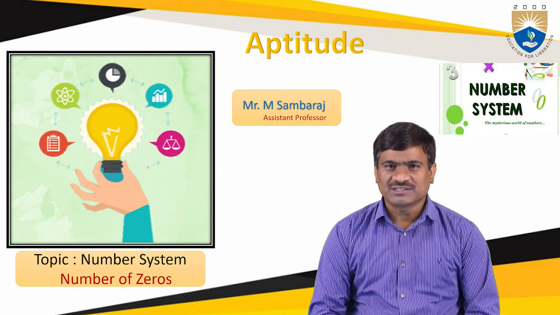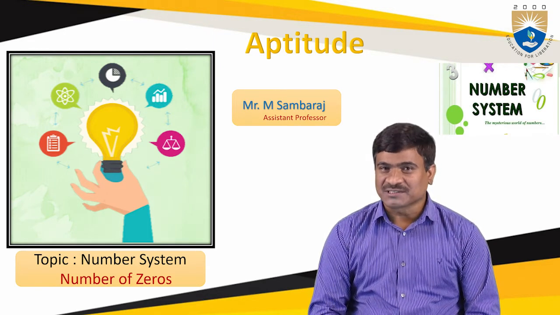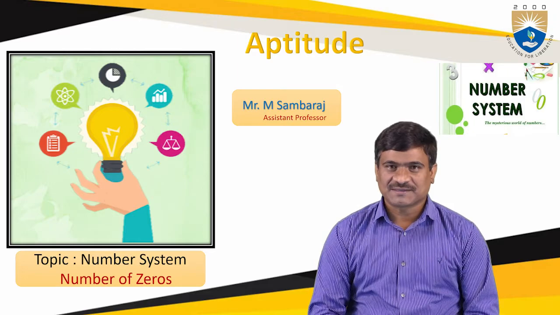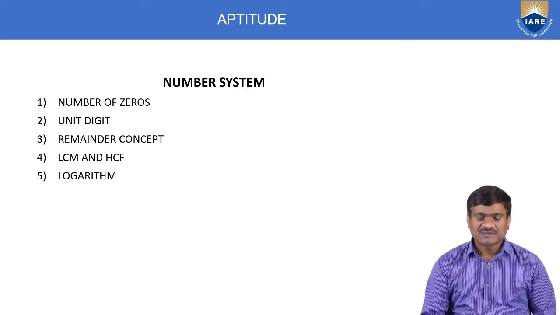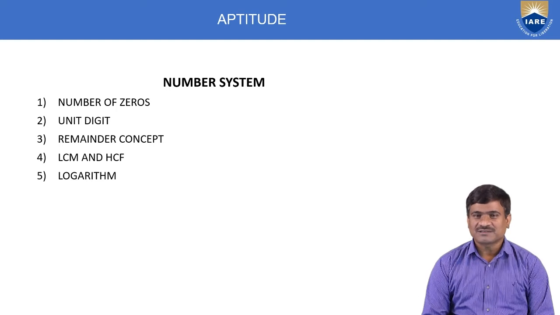Today we are going to discuss number system or properties of numbers. Subtopics in number system. First one, number of zeros. Second, unit digit. Third, remainder concept. Fourth, LCM and HCF. Fifth, logarithm. In total we have 5 subtopics in number system.